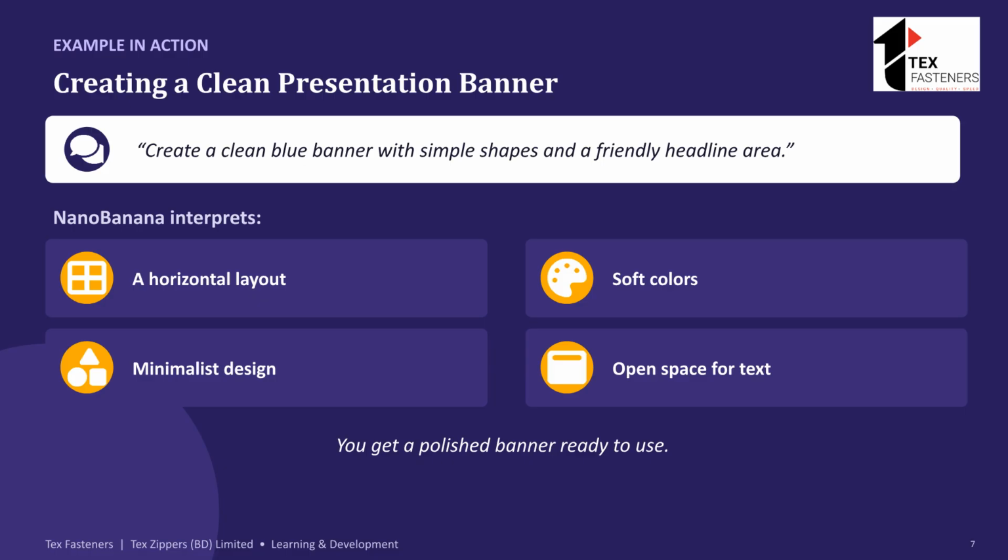Let's apply the idea to a practical workplace example. Suppose you need a presentation banner. You could simply ask, create a clean blue banner with simple shapes and a friendly headline area. Gemini can interpret this as a horizontal layout with soft colors, a minimalist design, and enough open space for text. The result is a polished visual that can be used as a starting point for your presentation. The lesson is simple. Describe the visual purpose and the important design characteristics, and Gemini can help create the asset.